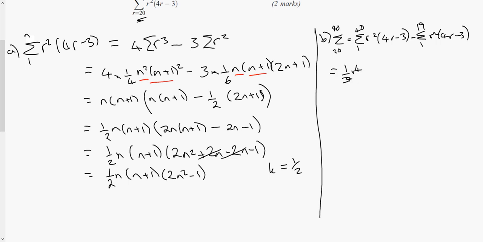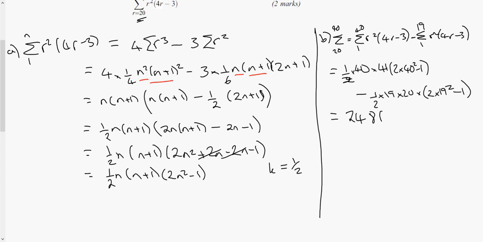Oh, it should be a half, not a quarter. n plus 1 is going to be 41, and then 2 times 40 squared minus 1. And then we're going to subtract the formula, but with 19 in it. You're going to work all that out, and you might want to show an intermediate step, but you should get 2486190. As I said, check in your calculator, but you have to show you've used the formula. So you're going to need some working.